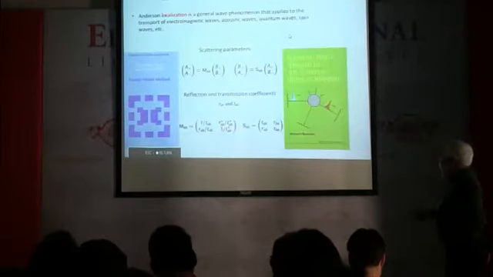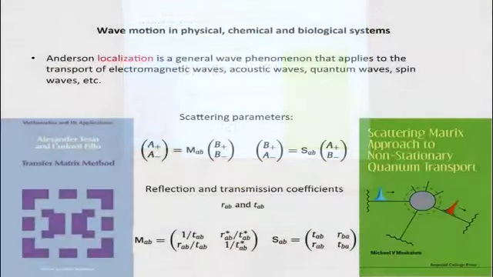So that's the reason for that. And also this slide, in which Anderson localization is a general wave phenomenon. It's a repetition of the previous thing, but it's just in order to present the matrix procedures, the transfer matrix and the scattering matrix, and the notation perhaps we're going to use for reflection and transmission coefficients.